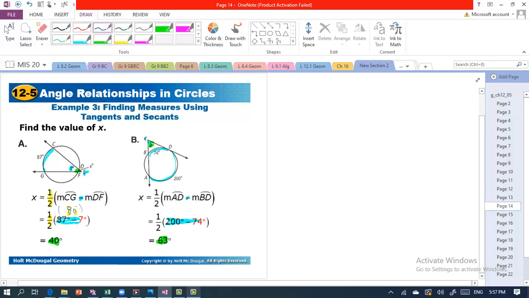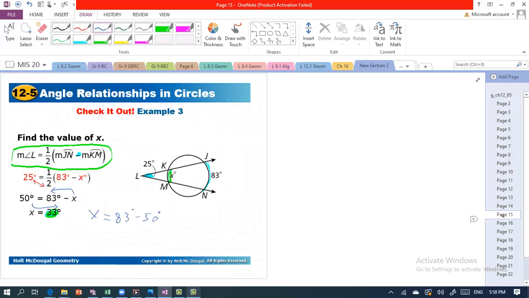And B here, we can see also here to find x, because the question is find x in each case. We have here a tangent and a secant, whatever. The two arcs, the big one is 200 and the small one is 74. Since exterior, it means half of the difference, and half of AD minus BD is half of 200 minus 74, which is equal to 63 after we make the calculations as it is clear.